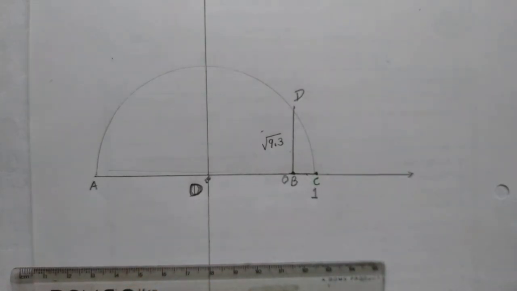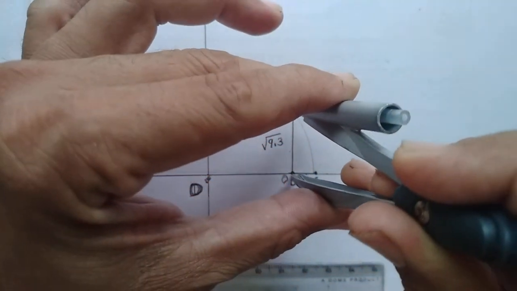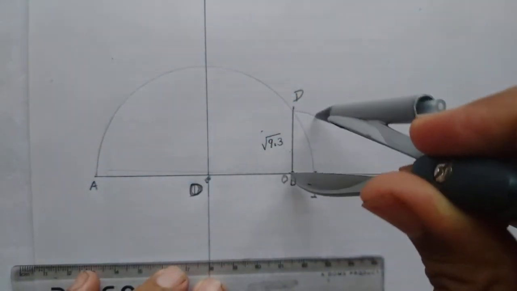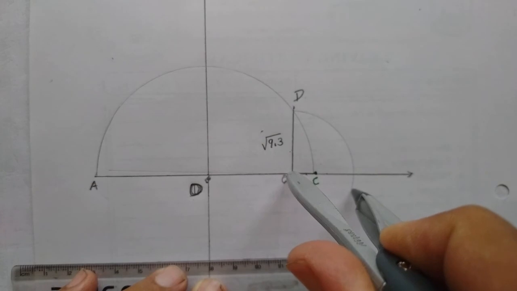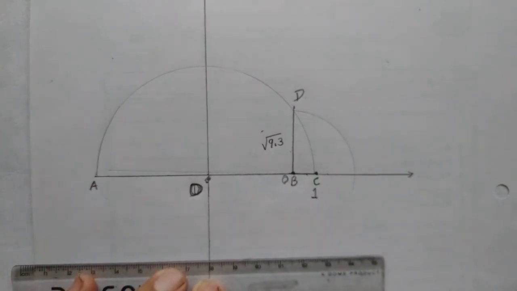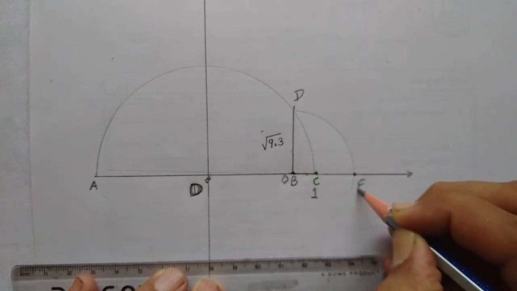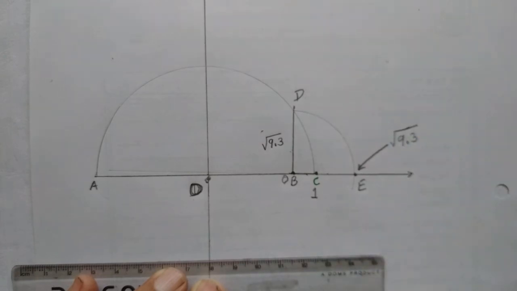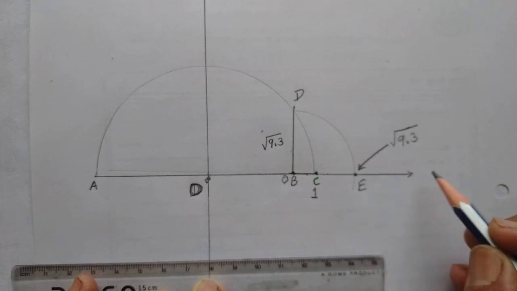Now take your pair of compass, put the metal point at D and the pencil point at B, and children, draw an arc this way. See this way. Now children, this point we have obtained, we call it point E, and this E is our required point. It is root 9.3, children. Understood? Construction. So this is 0, 1, here somewhere 2, and root 9.3, children.